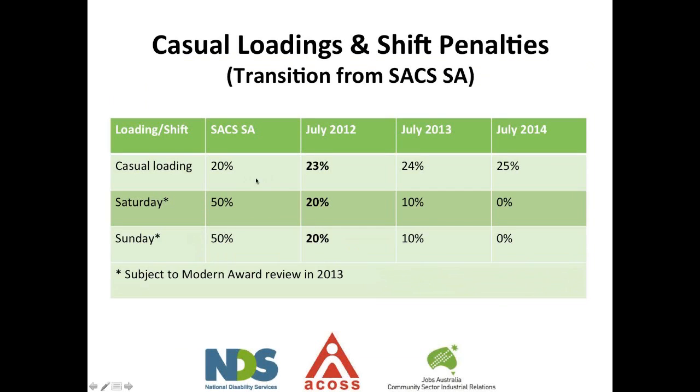Again, casuals, you can see, went from a 20%, you'll currently be applying a 23%. From July this year, you'll go to a 24%, and then we'll be sitting on the modern award 25% casual loading from July next year. Again, you can see no weekend loading for casuals is the current situation, but watch this space.